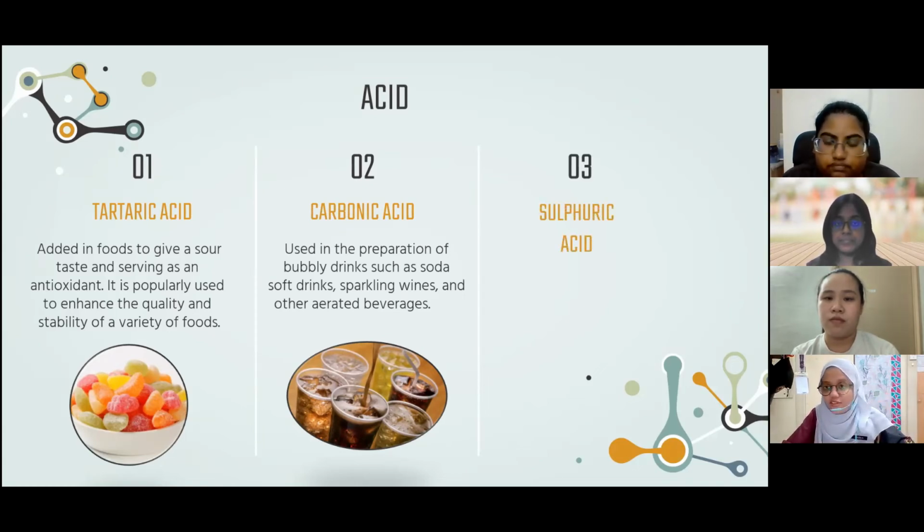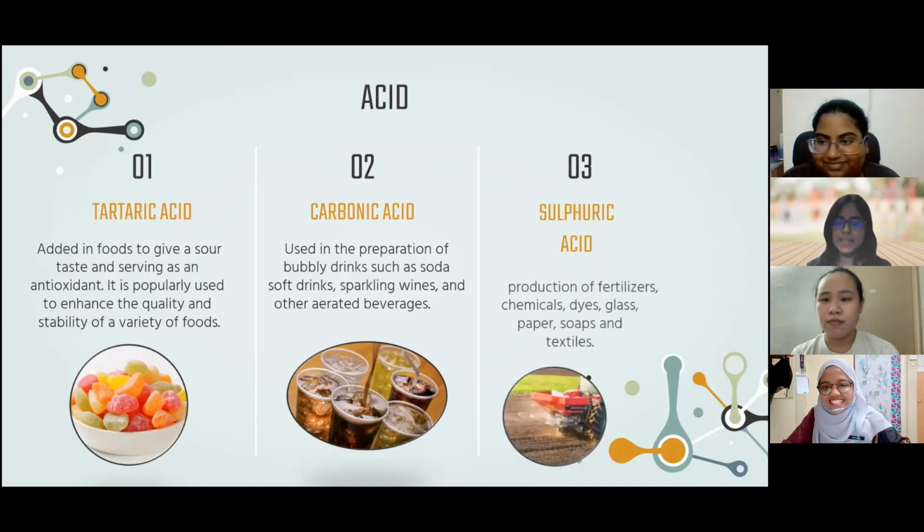And the last one is sulfuric acid. Can anyone guess? You seem confused. This acid is used in the production of fertilizers, chemicals, dyes, glass, paper, soaps, and also textiles.